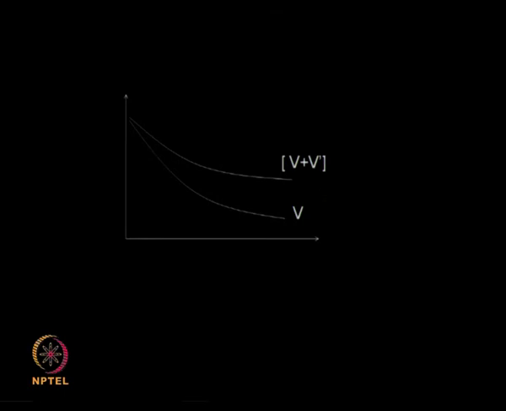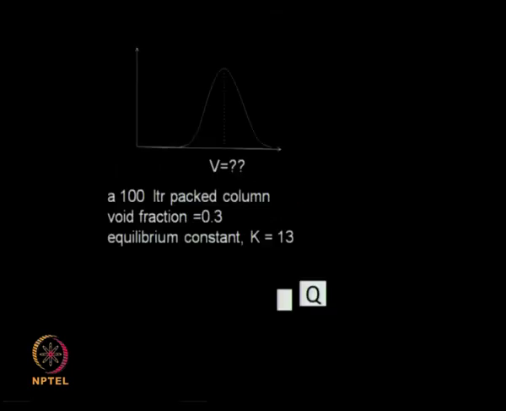So we are looking at different types of assumptions for the chromatographic column. Now let us go further. Imagine I have a 100 liter packed column with a void fraction of 0.3, and equilibrium constant k equal to 13. What is the volume at which the elution takes place? So what is the elution volume? How long should I keep collecting until the maximum of the peak appears?